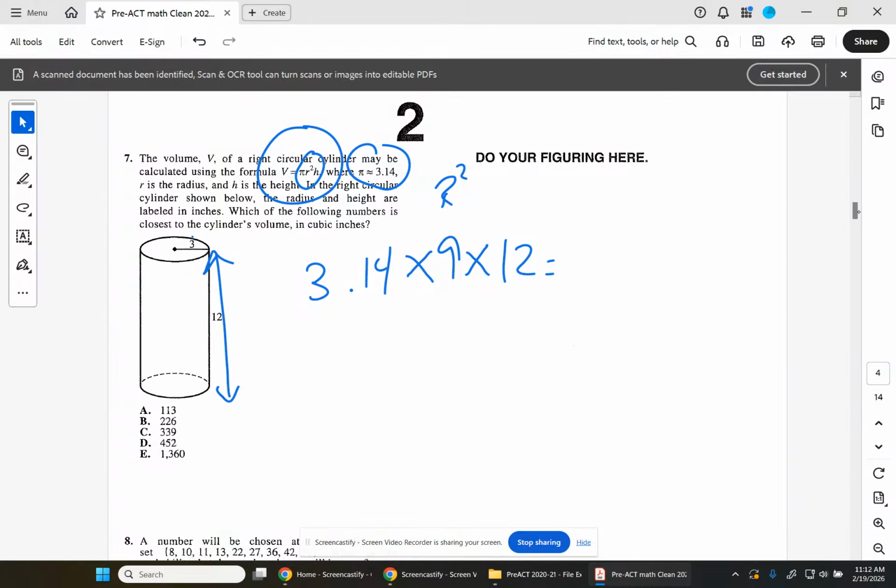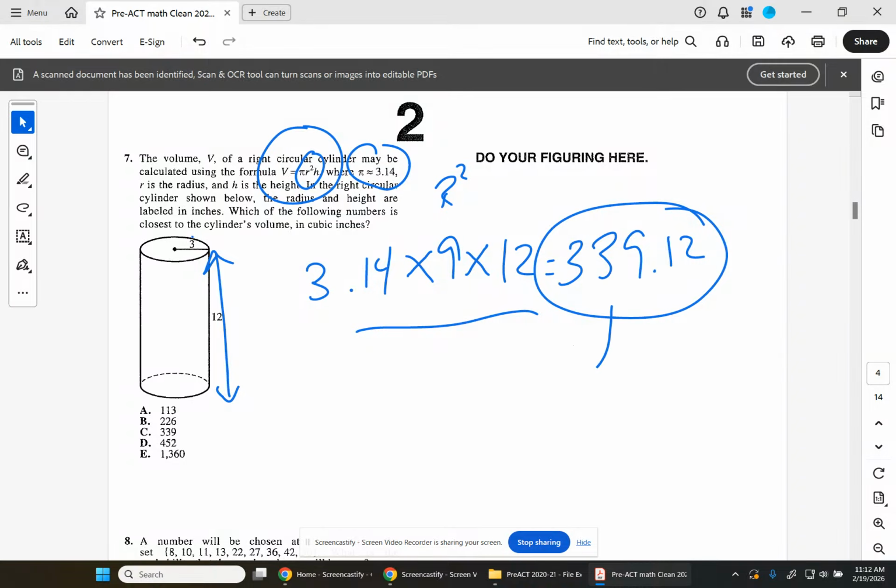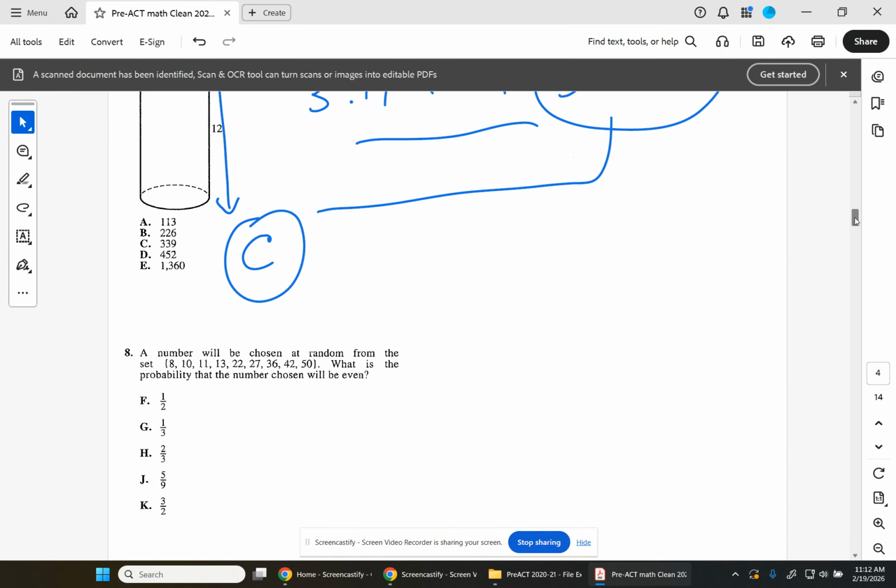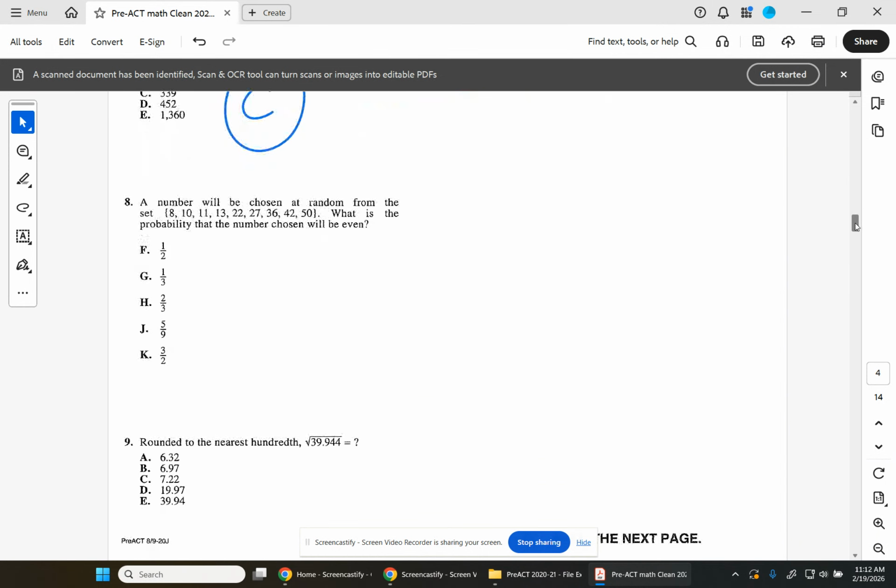Then you just take a calculator and plug all that in. 3.14 times 9 times 12. And you should get, when it's all said and done, 339.12. That best answer is C. There you go. Again, you're just testing. They're just testing your literacy in math. How well are you? What is your literacy like in math?